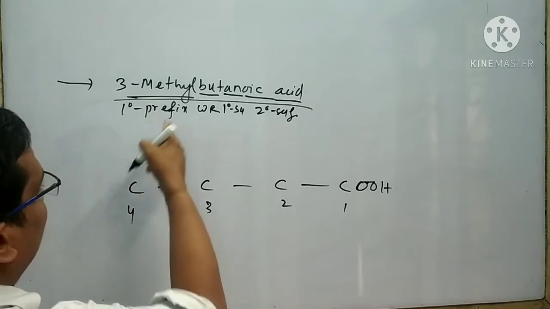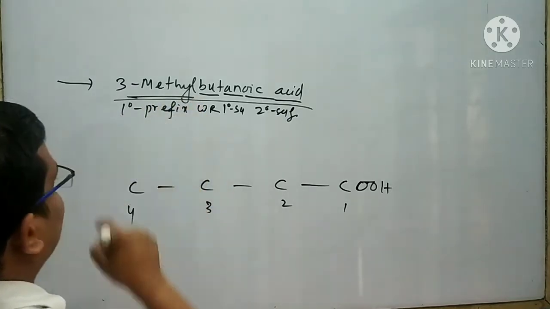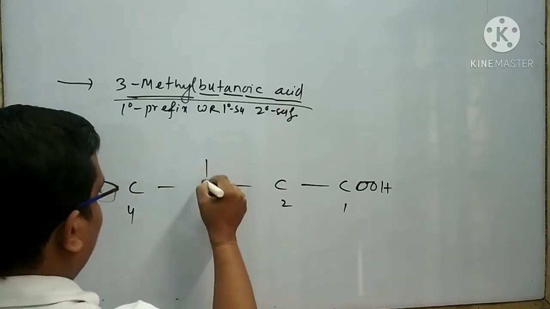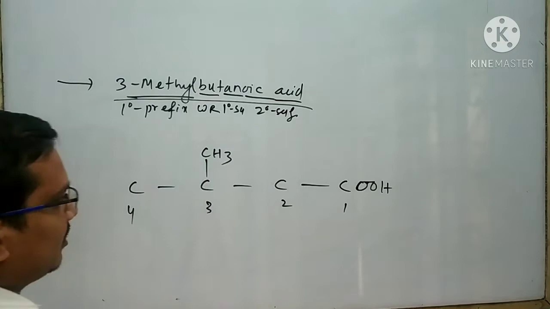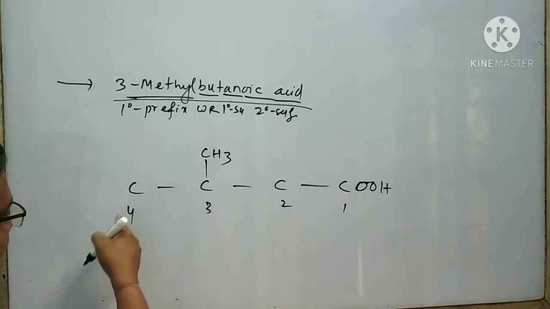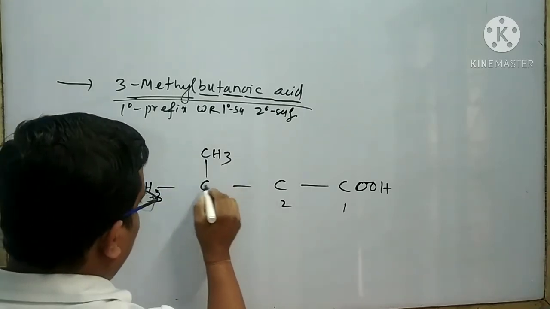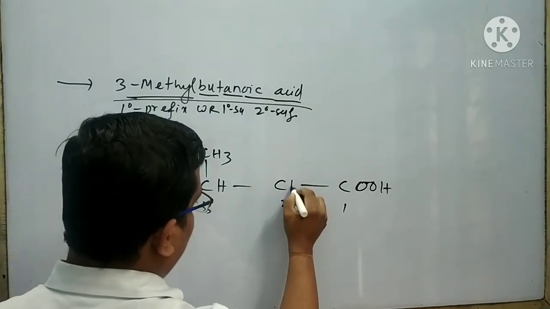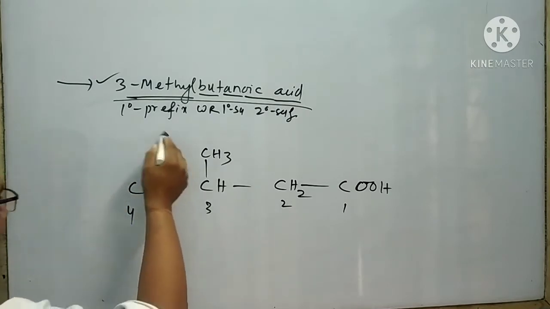Look at that. In the name of the organic compound 3-methyl is given, that means a methyl group is attached to the number 3 carbon atom like this. Now satisfy the tetracovalence of each carbon atom. That's why I can write here CH3, here I can write H, here I can write H2. The structure of this organic compound is this.